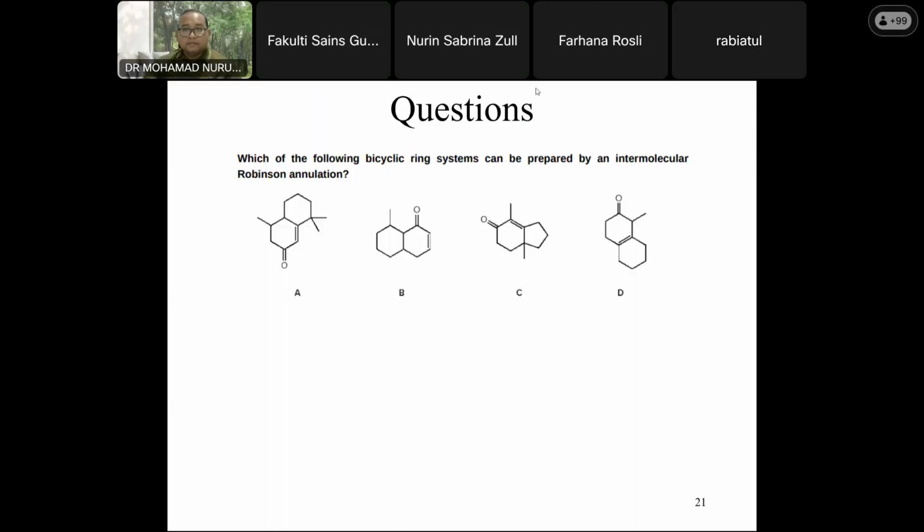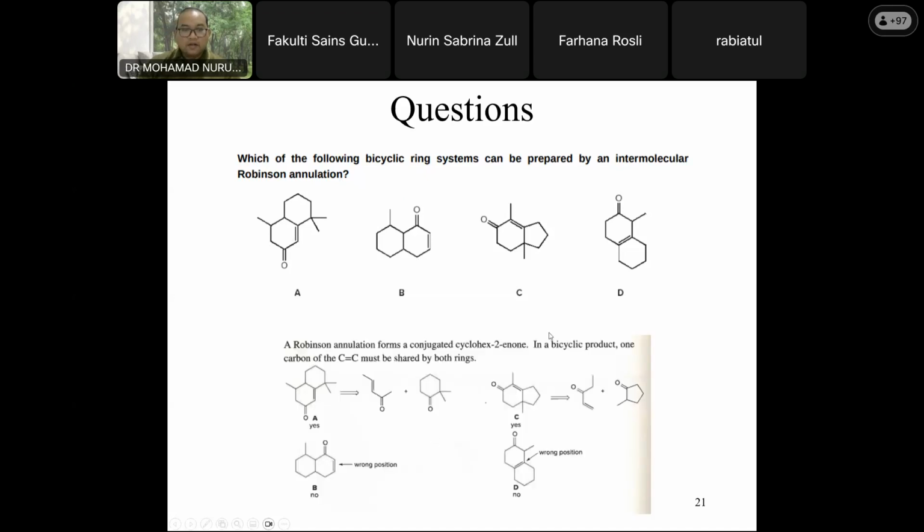We are doing the exercise now. I think this is the last part of it. If we can finish in around 20 minutes, maybe. Question one is: which of the following bicyclic systems can be prepared by intramolecular Robinson annulation? This question asks you to give the starting materials to prepare these bicyclic compounds. So this is the answer.